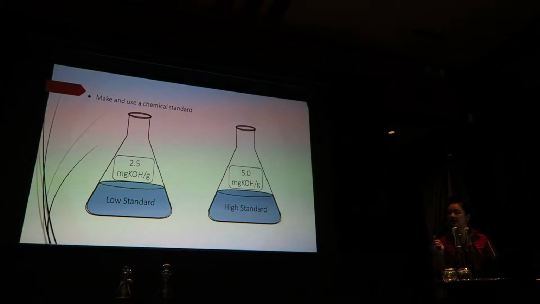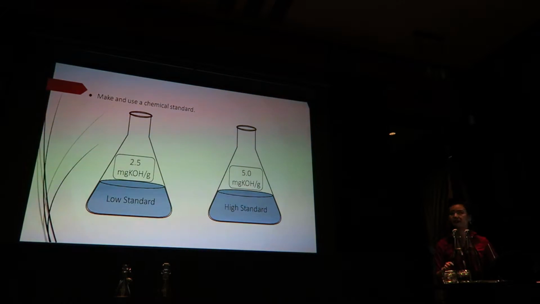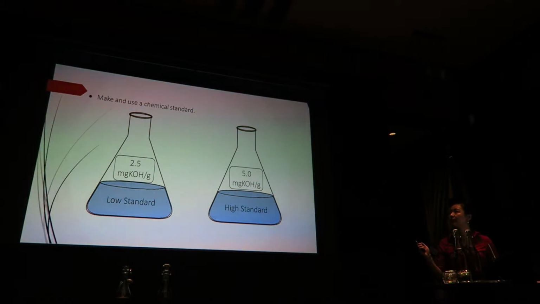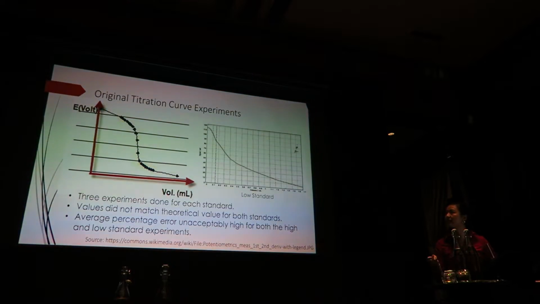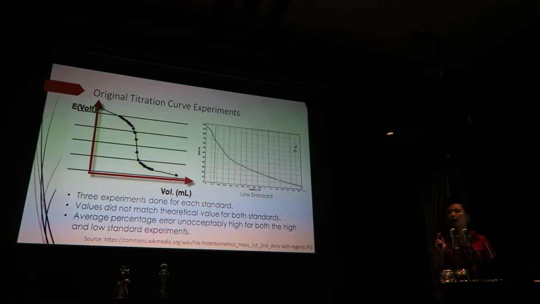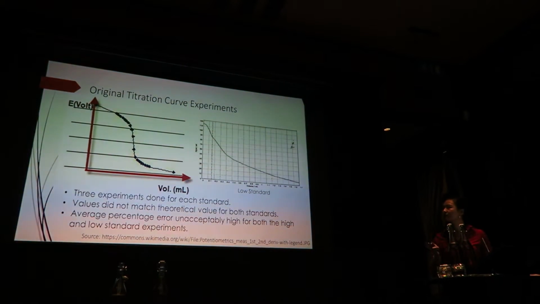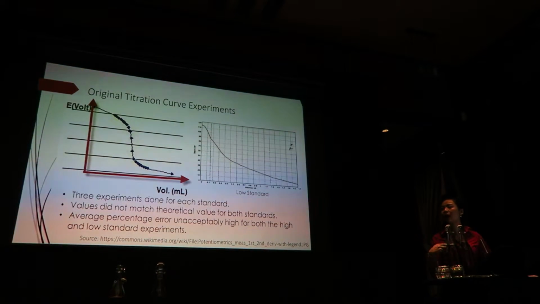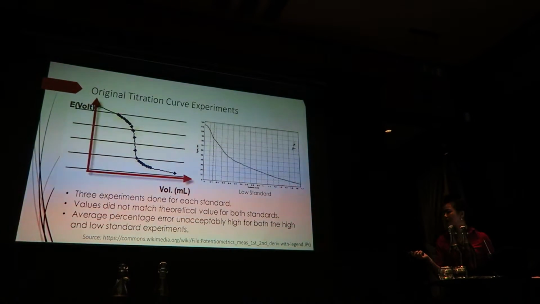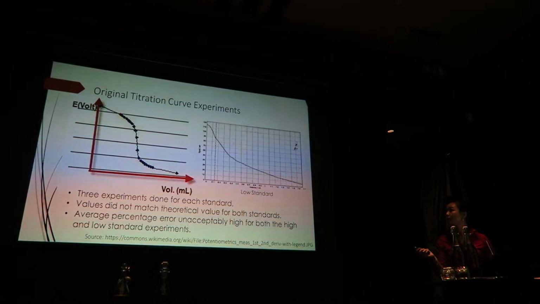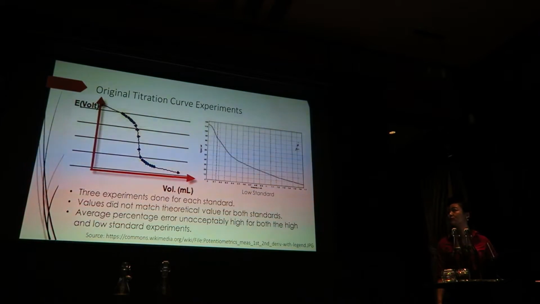So I did 3 experiments for each of the standards in the machine, and this is kind of the results that came out. So the values were not comparable to our theoretical values, and the titration curve, as you can see, is not really comparable to the expected titration curve.